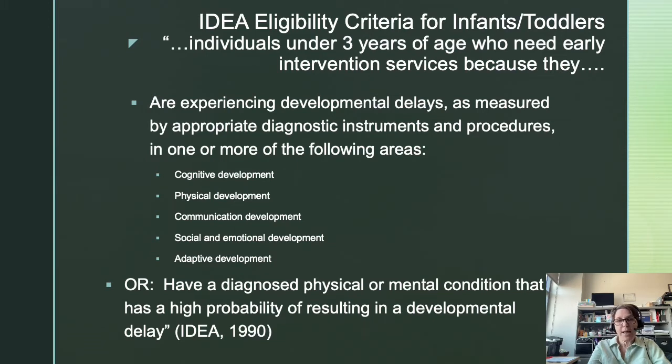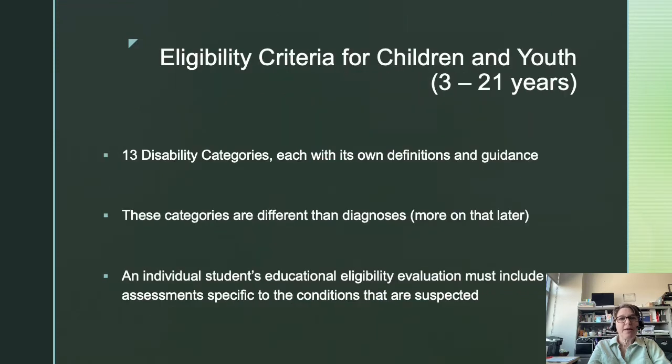So there are many ways to get into the early intervention system, and then the hope is that as those children turn 3, some of them will no longer present with a developmental delay that is significant enough to warrant intervention in the school years.